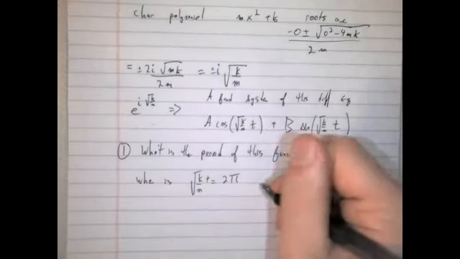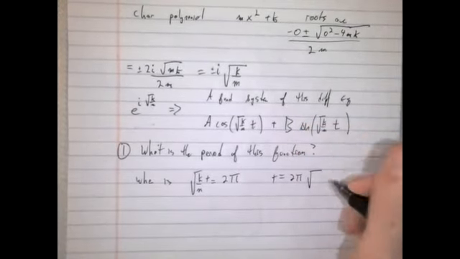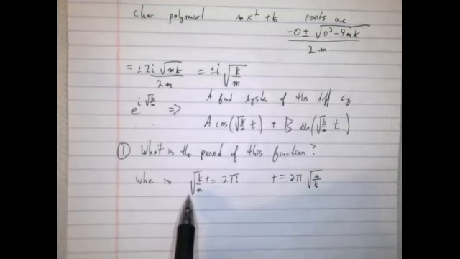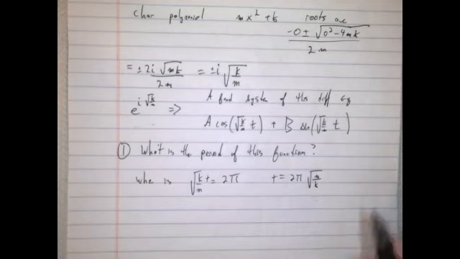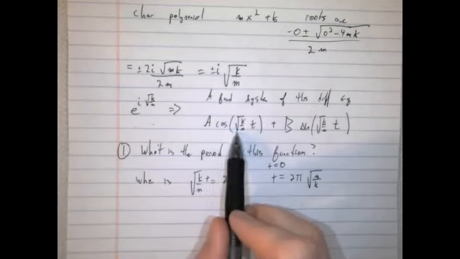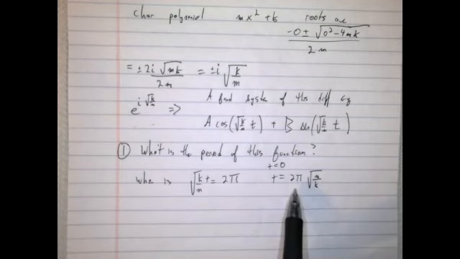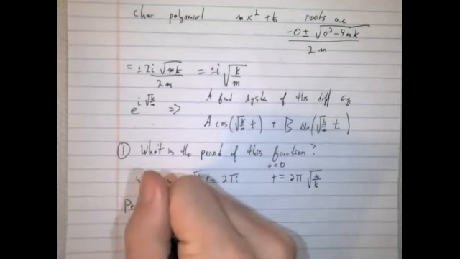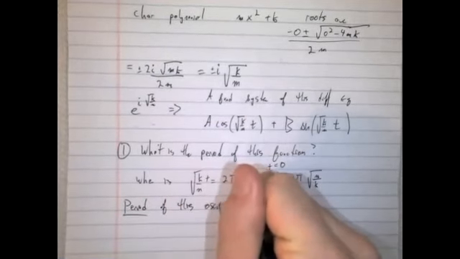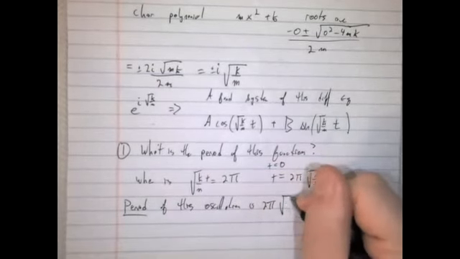And this is easy. Happens when t is equal to 2 pi times root m over k. Right? I just multiply by the reciprocal. So t is equal to 0 makes cosine of 0. t equals 2 pi root m over k gives me cosine of 2 pi. So the period of this oscillation is 2 pi root m over k.